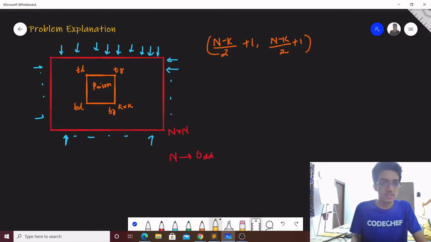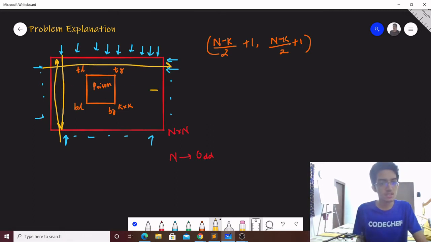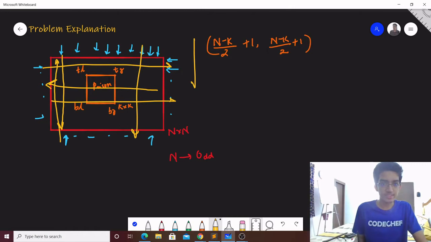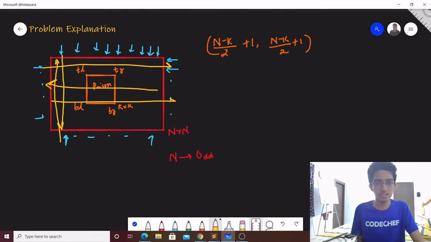So each of these thieves can shoot an arrow like this, or like this, or like this. They can shoot straight arrows in either of these directions. Okay, now it has gotten a little messy. Let's clear it up.